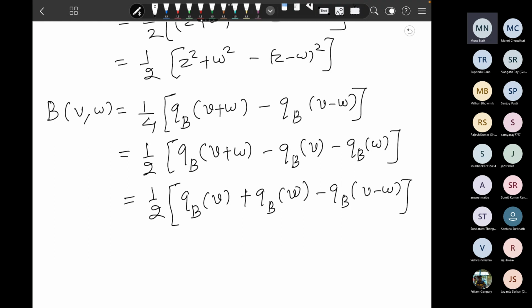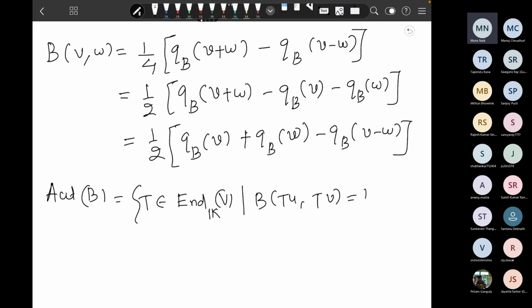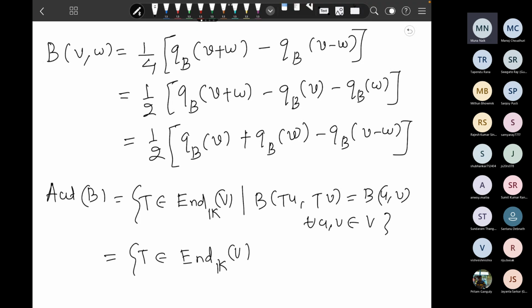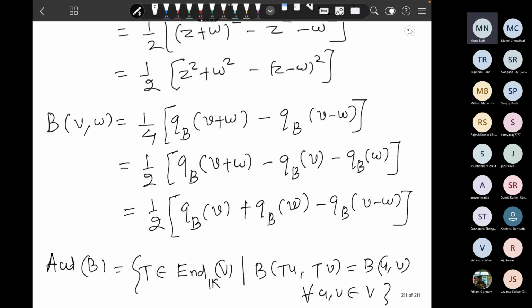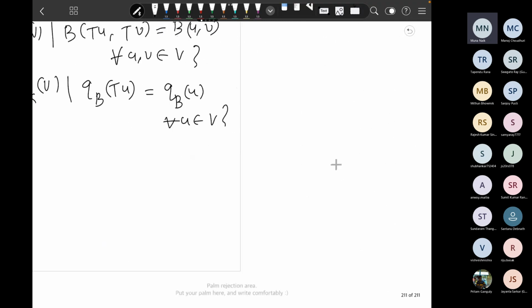So this is my polarization identity, and because of this polarization identity, the automorphism group of B is the set of T belonging to the endomorphisms of V over K such that B of Tu, Tv is equal to B of u, v for all u, v belonging to V. So this is the same thing as T belonging to the endomorphisms of V over K such that Q_B of Tu is equal to Q_B of u for all u belonging to V. Okay, so this is the important thing, and it will be used in certain cases. So let us move to a new topic.